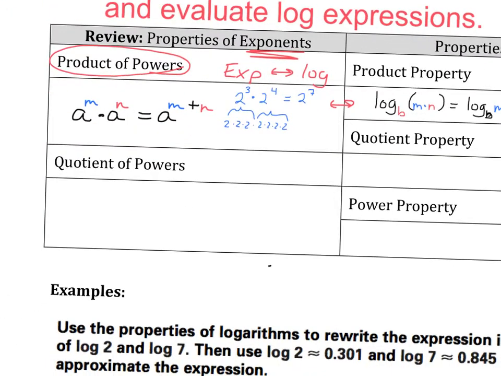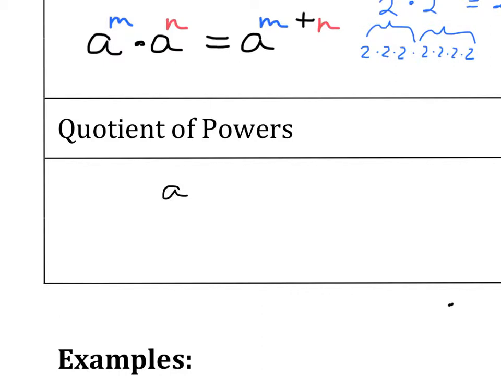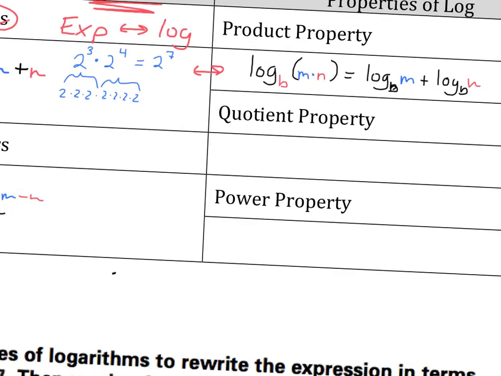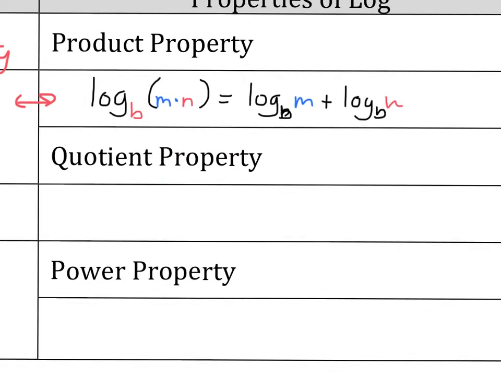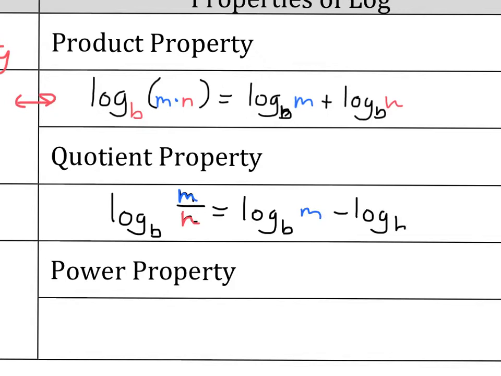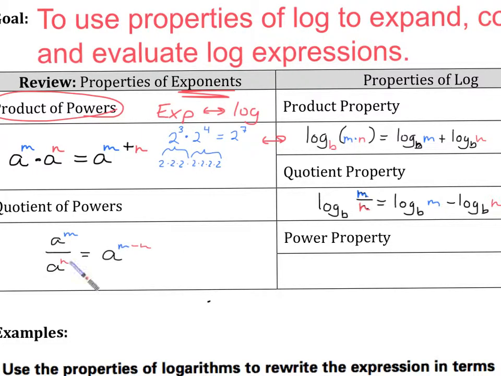All right, now the next one over here is called the quotient of powers for exponents. And that is where we have the same base, but this time they're being divided. So I have an m here and an n here. So what happens? Well, just like up there where we added, this time we're going to subtract. So we subtract the exponents. So the quotient property here is very similar, where we start with some log with some base, and we have m divided by n. And what we do with that is that we are going to convert that into a subtraction problem. Log b of m minus log b of n. So for both situations, we have a division that becomes a subtraction.